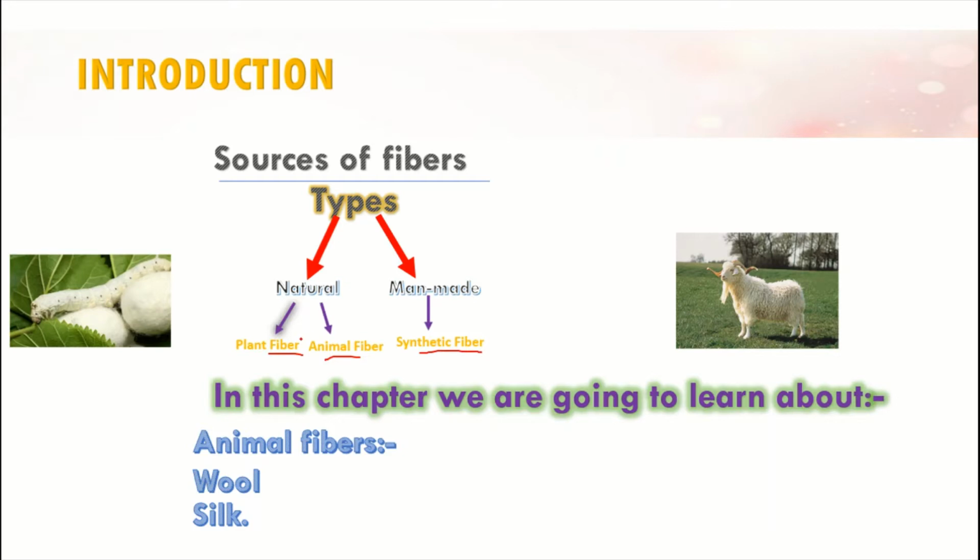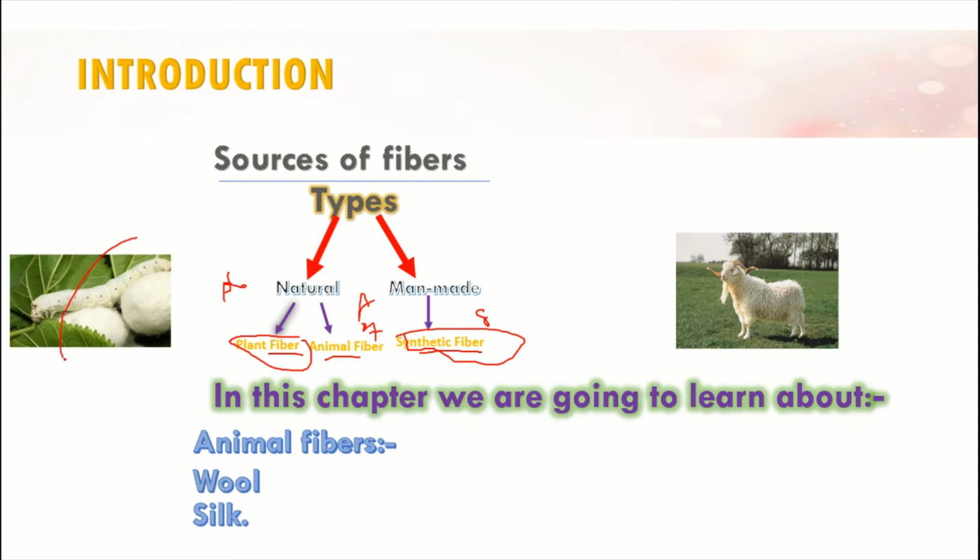In your grade 6 you have learned about plant fiber, and in grade 7 you will learn about animal fiber. In grade 8 you will learn about the synthetic fiber, right? So here animal fiber, in grade 8 synthetic fiber, and in grade 6 plant fiber, right? In this chapter we are going to learn about animal fiber, wool and silk.